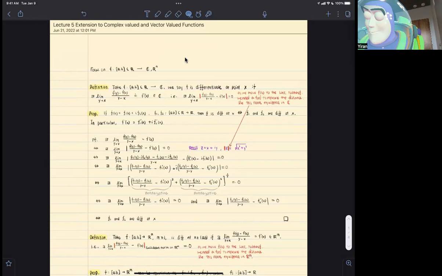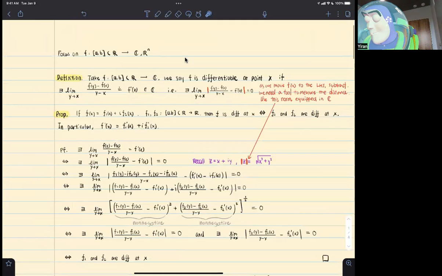And let's see how the definition for the derivative changes based on this. So here is the definition. If we have f that is a complex valued function, we say f is differentiable at a point x if this limit exists, where the limit is the same, which is (f(y) minus f(x)) divided by (y minus x). And of course, the derivative of f evaluated at x, if this exists, is a complex number.